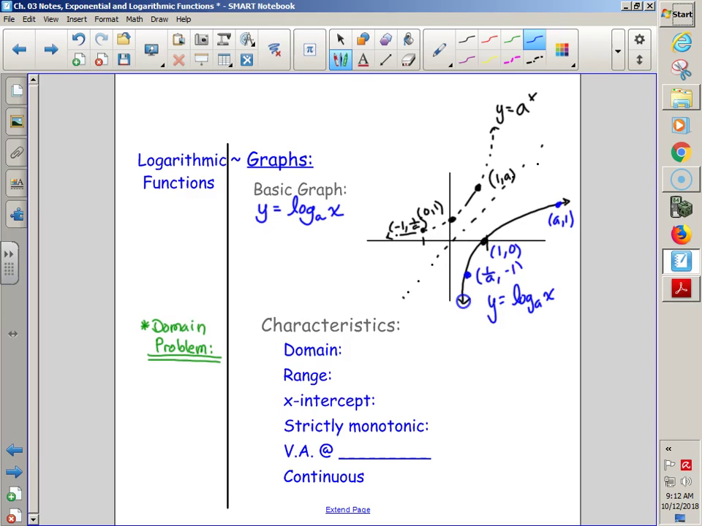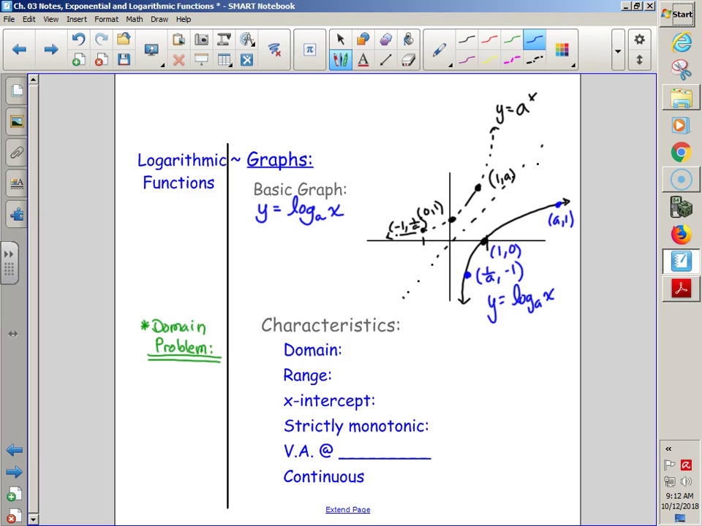So exponential graphs say, give me your power and I'll give you what results. Logarithms say, give me the results, and I'll tell you the exponents, or I'll tell you the powers. So exponentials say, give me powers, and I'll give you the result. Logarithms say, give me the result, and I'll tell you the power.